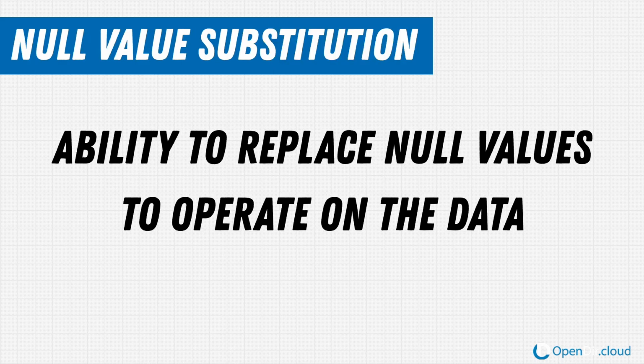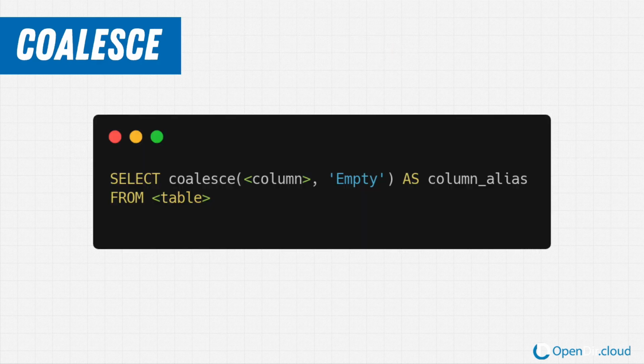Well, we would do something called null value substitution. It is the ability to replace null values to operate on the data. You basically are making the null not a null value in this case. You're replacing it with something else, you're substituting it. And so there is a keyword called COALESCE, which allows us to do this.